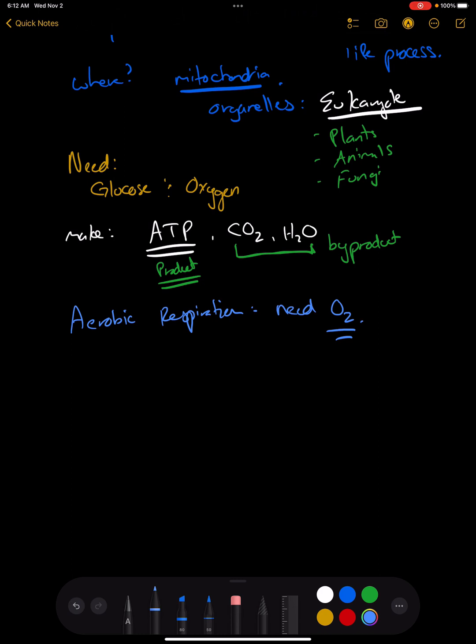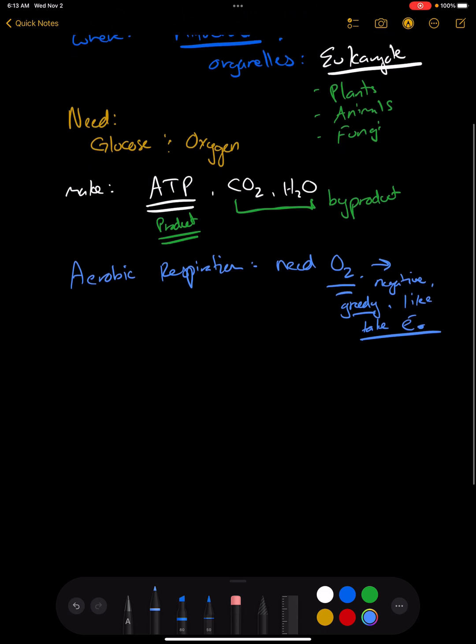And what do we know about oxygen? Well, we know oxygen is super negative, right? And because he's super negative, as we talked about before, he's really greedy, and he likes to take electrons. And that's going to be really important to make this whole process work.